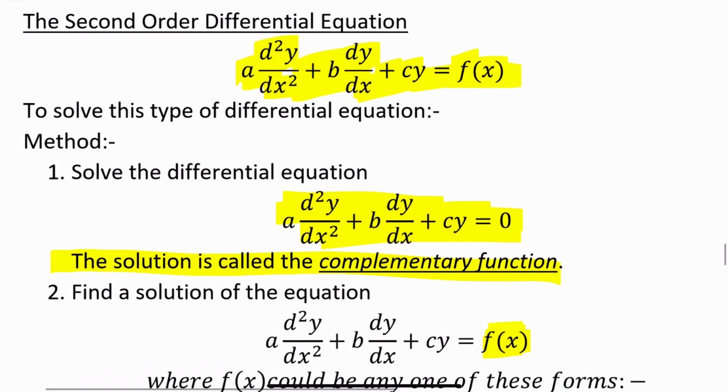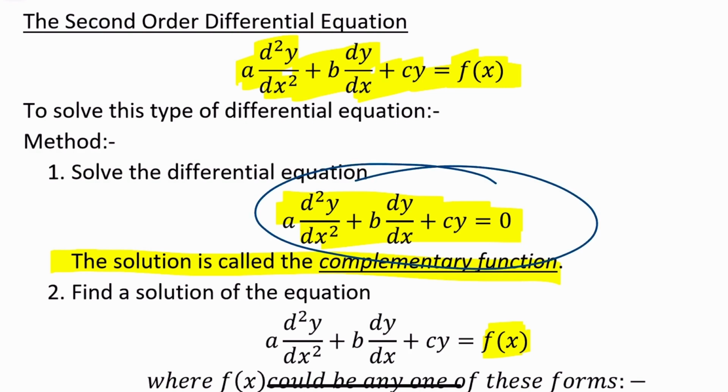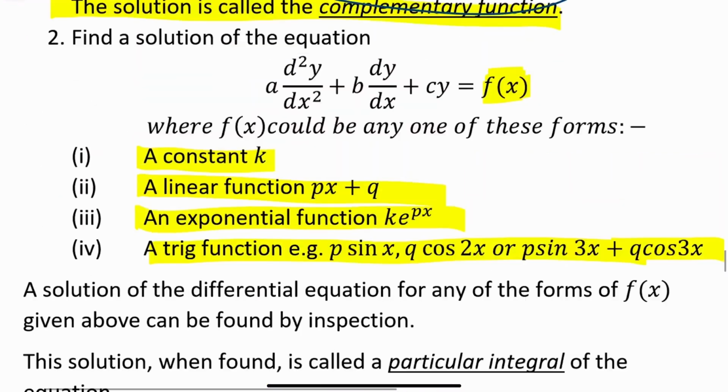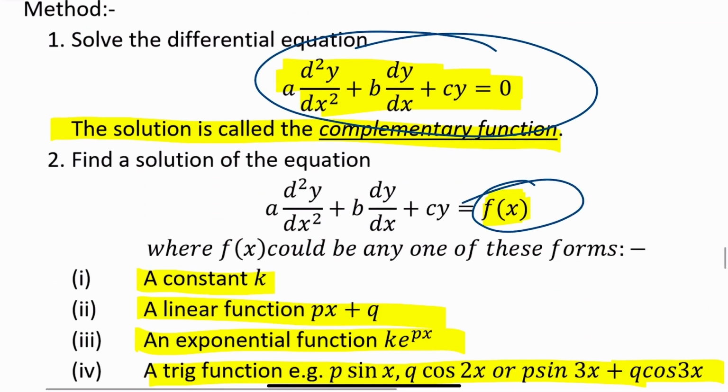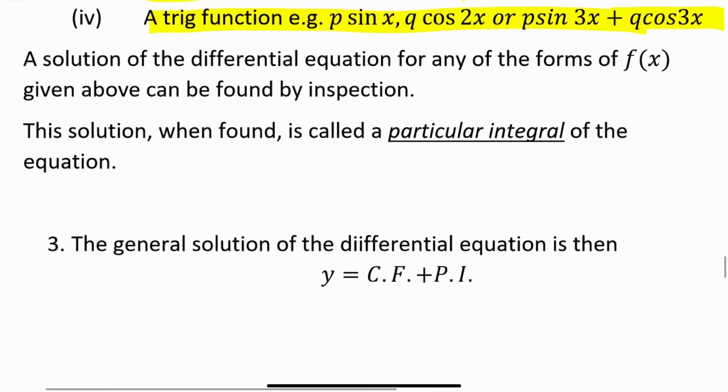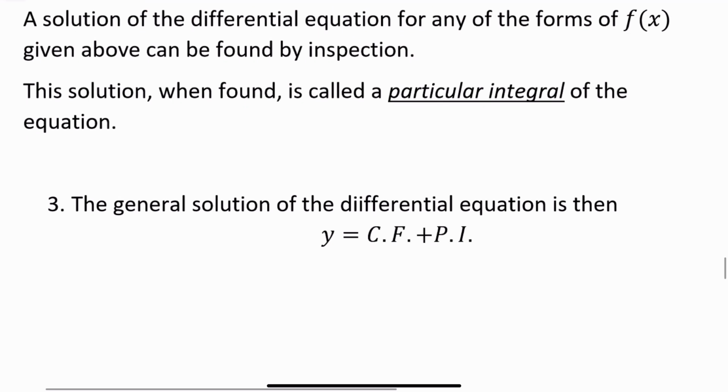So what you would do, first of all, you'd find the solution of this, put it equal to 0, and that was what's called the complementary function. And then you find a solution for f of x, and that's called the particular integral. And then your general solution is when you put those together. So your general solution is y, which is equal to your complementary function plus your particular integral. So I think there's no better way of doing it than actually just getting started.